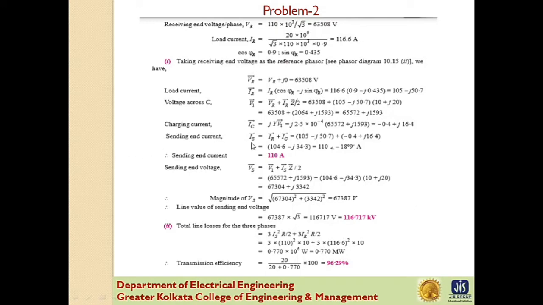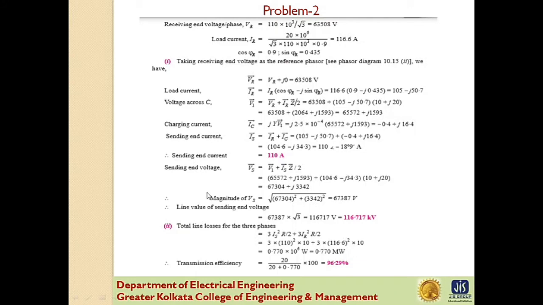Sending end current Is is equal to IR plus IC. Putting the values of IR and IC, we get the value of Is, which is equal to 104.6 minus j34.3. Now convert this rectangular form into polar form, and the magnitude is 110 and the angle is minus 18 degree 9 minute ampere. So the magnitude is 110 ampere.